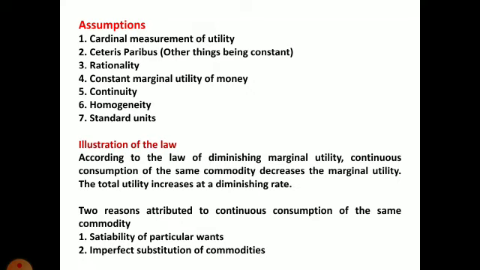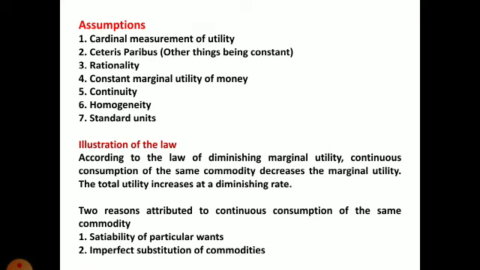The law of diminishing marginal utility assumes that the marginal utilities of everything decrease, but when it comes to money, it is assumed that it remains constant. And the next assumption is continuity. The law assumes continuity in consumption. Continuity implies consumption of the units of the same good one after the other successively without any time interval.